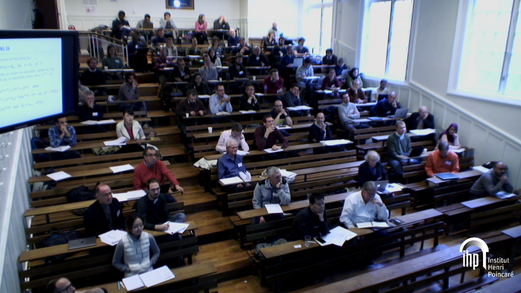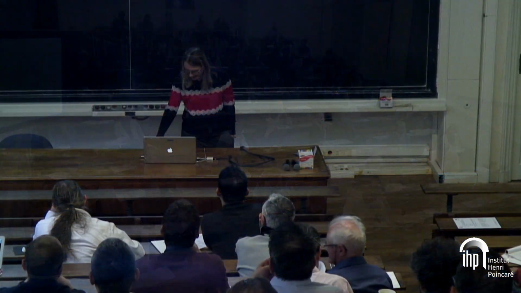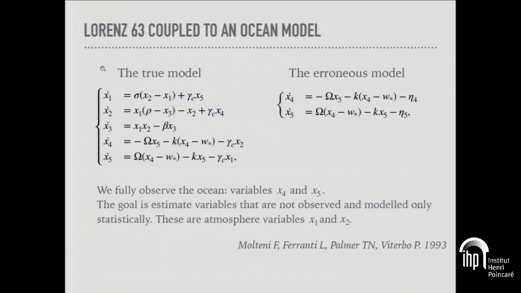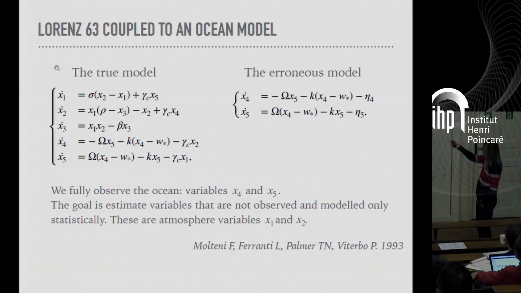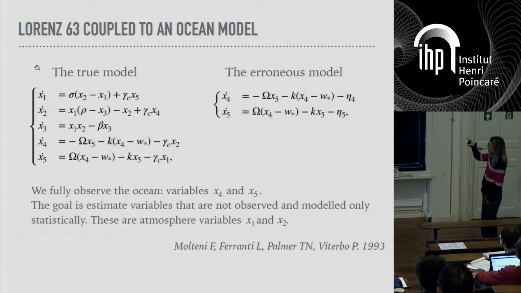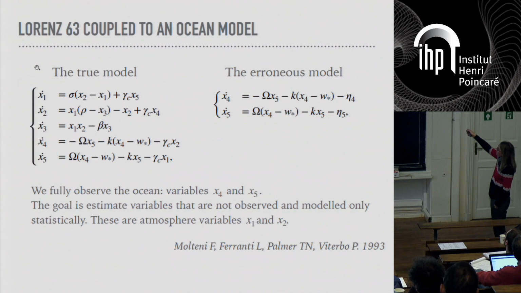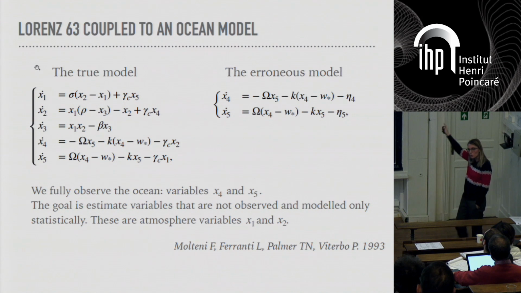All right. Okay, so we also did it for ensemble shadowing data assimilation. I think I have to hurry. This is something else that we tried: a structural error. We used a paper by Molteni and others from 1993, where the Lorenz 63 atmospheric model is coupled with a linear advection model for the ocean. On the left-hand side we say this is the true model, so there is a coupling involved. And our erroneous model is only the ocean model, but we observe the full system.